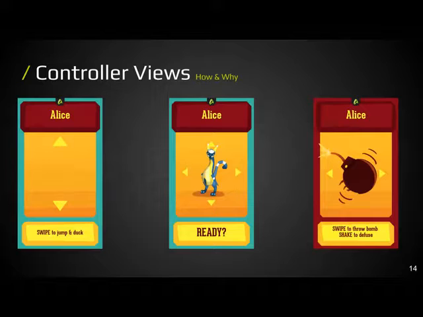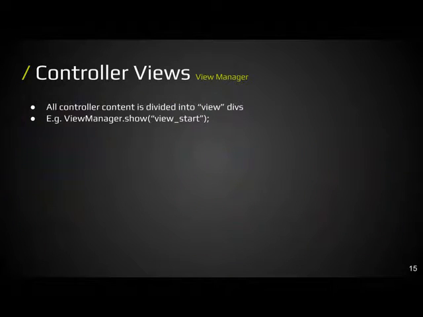And how do we do that? Most of our games are currently using a view manager, and what this does is just show different parts of the HTML file in different situations. So the HTML file of my controller, where everything is defined, where I design buttons and these swipe pads or whatever, is all divided into div containers, and these have view IDs, so I can show different divs depending on the situation in game.